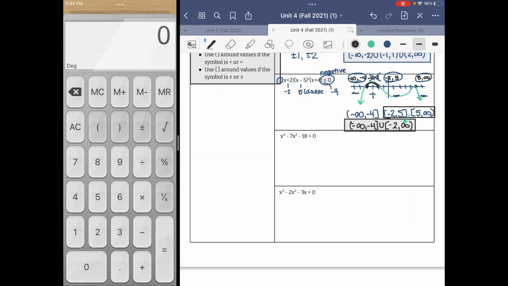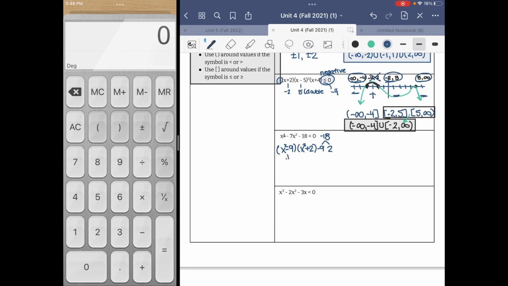Let's try a couple more. So on the next one, you'll notice that there is an x to the 4th, which means we should get 4 answers. But when there's only 3 things, this is the one where you find the two numbers that multiply to -18 and add to -7. So -9 and +2. And when you split it up, instead of just x minus 9 and x plus 2, they both have to be squared. Otherwise, it wouldn't equal x to the 4th.